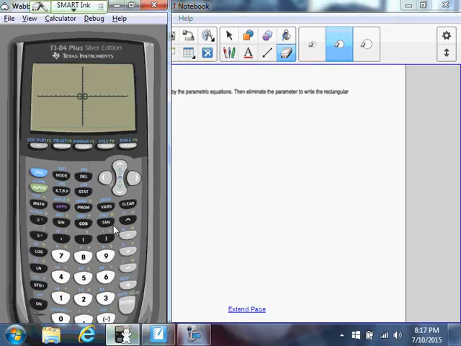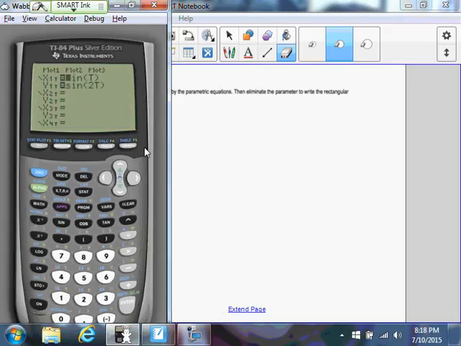So when I graph it, I go to my y equals, and what do I have? 2 times t plus 1. And then the other one is 3 minus t. Sorry, it takes me forever to type these in. Okay, and then I hit graph. Okay, it looks like part of a line, but it's actually not part of a line. It's actually the entire line.